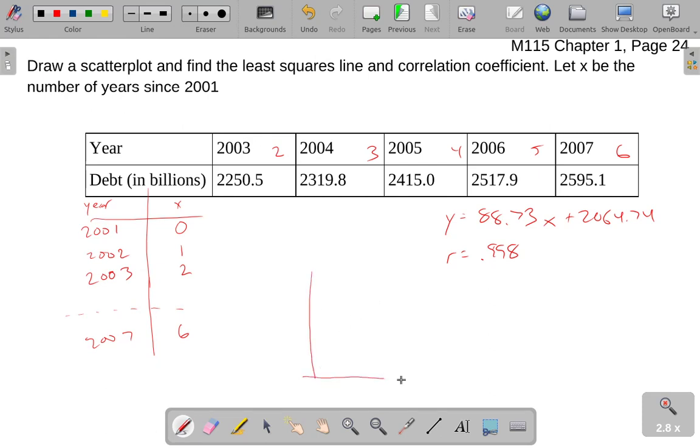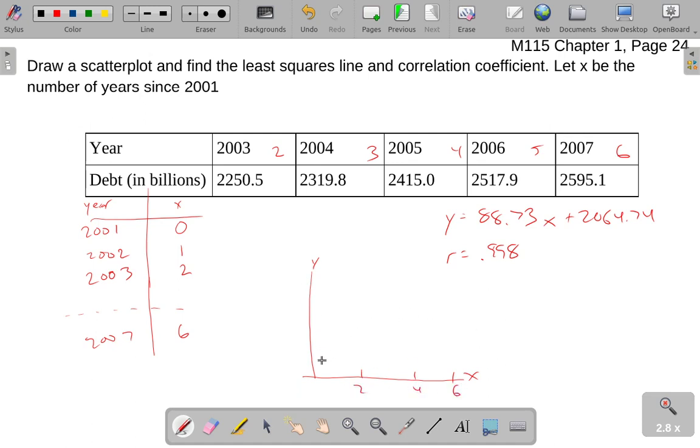Let's see, x and y. Again, I want to be careful to make sure that I show all of the values that are relevant. In my x's, that's fairly easy. I can just go up to 6. Let's go 2, 4, 6.